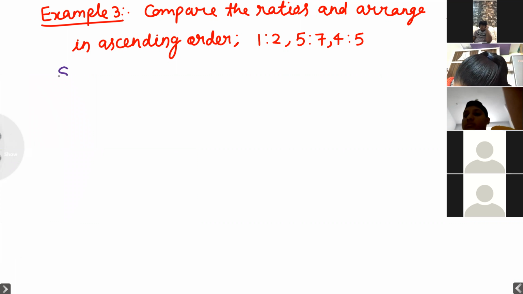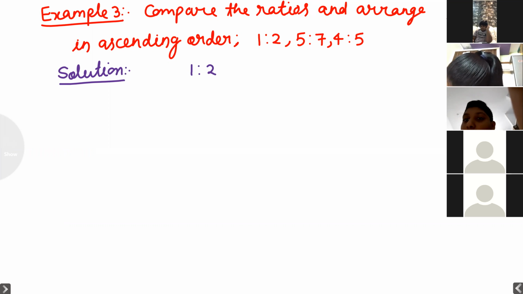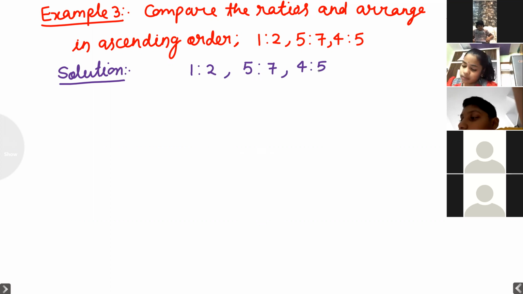Firstly, I want to write the ratios in fraction form. I want to write the question first: 1 is to 2, comma, 5 is to 7, comma, 4 is to 5. I want to write in fraction form: 1 by 2, comma, 5 by 7, comma, 4 by 5.